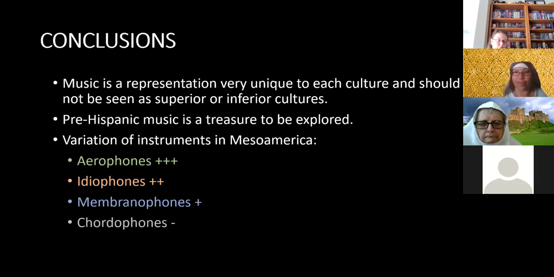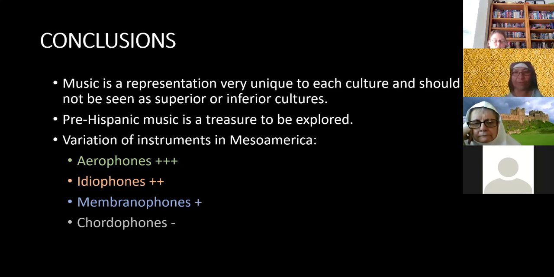I also want to emphasize that pre-Hispanic music is a treasure to be explored. When I started this research, I thought that I was going to be able to have a class of an hour, and actually I ended up with 2 hours, and I had to cut a lot of the things that I found, because there's so much to explore. So I put the challenge over there for those of you that want to continue with this research.